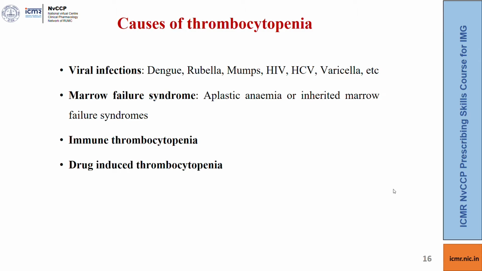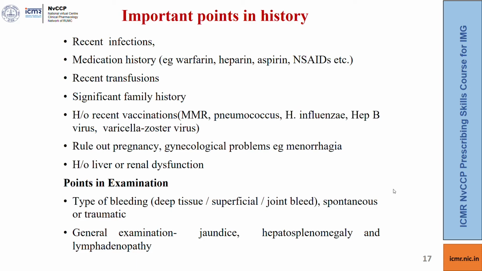drug-induced thrombocytopenia. So the important points in history will include a history of recent infection, history of recent vaccinations, medication history with drugs like aspirin, NSAIDs, heparin or warfarin, history of recent transfusion, significant family history, presence of gynecological problems like menorrhagia, and history of liver or renal dysfunction.